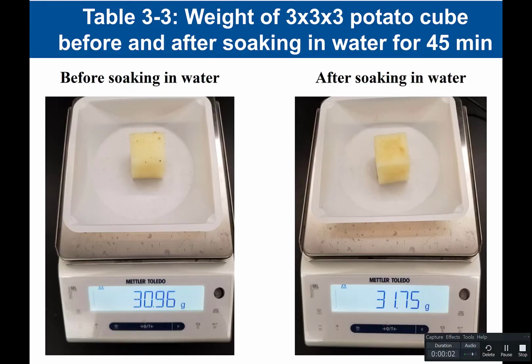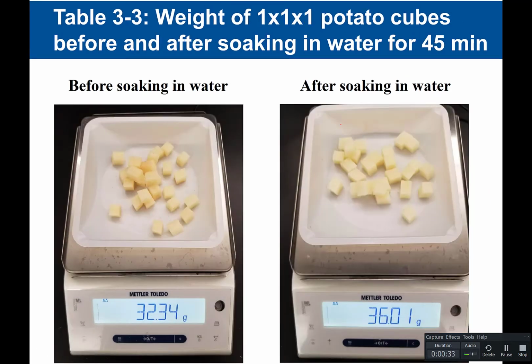So you are going to record the after weight for the large cube. And so on the right, we have after soaking in water, and you can see on the scale the weight after. And so you want to record that in table 3-3. The same procedure was repeated with the 27 1x1x1 cubes. So I patted them off, I reweighed them, and you can see on the next slide the weight of the small potatoes after. So here we have our weight of our small potatoes after soaking in water.